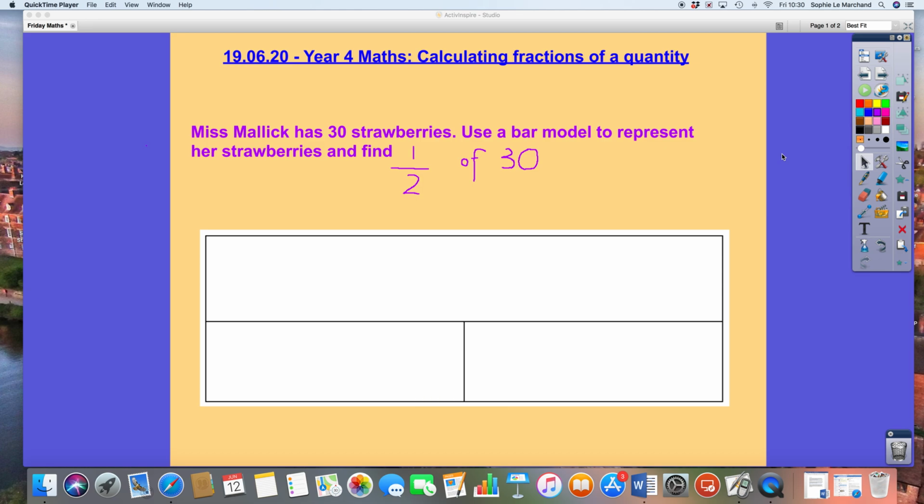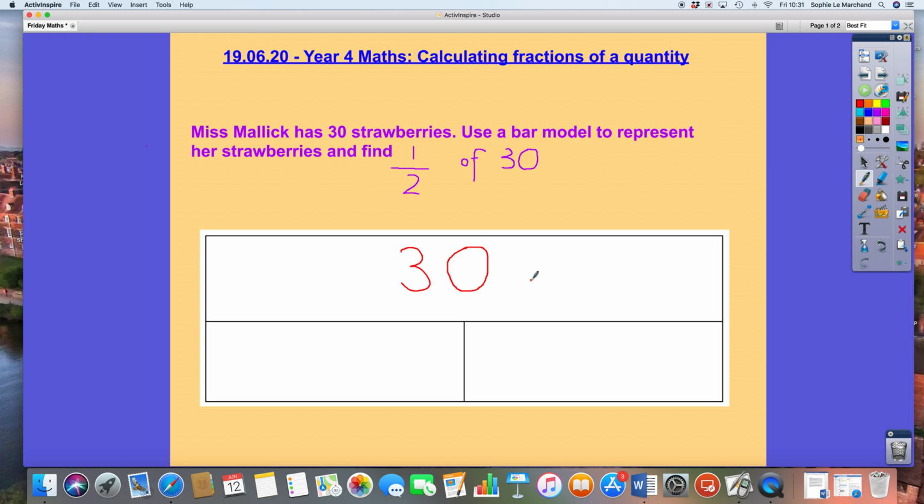Miss Malik has 30 strawberries. Use a bar model to represent her strawberries and find a half of 30. So, this is how our bar model would look. Now, we already know that Miss Malik has got 30 strawberries. So in my top bar, I'm going to represent that full amount. She's got 30 of them.